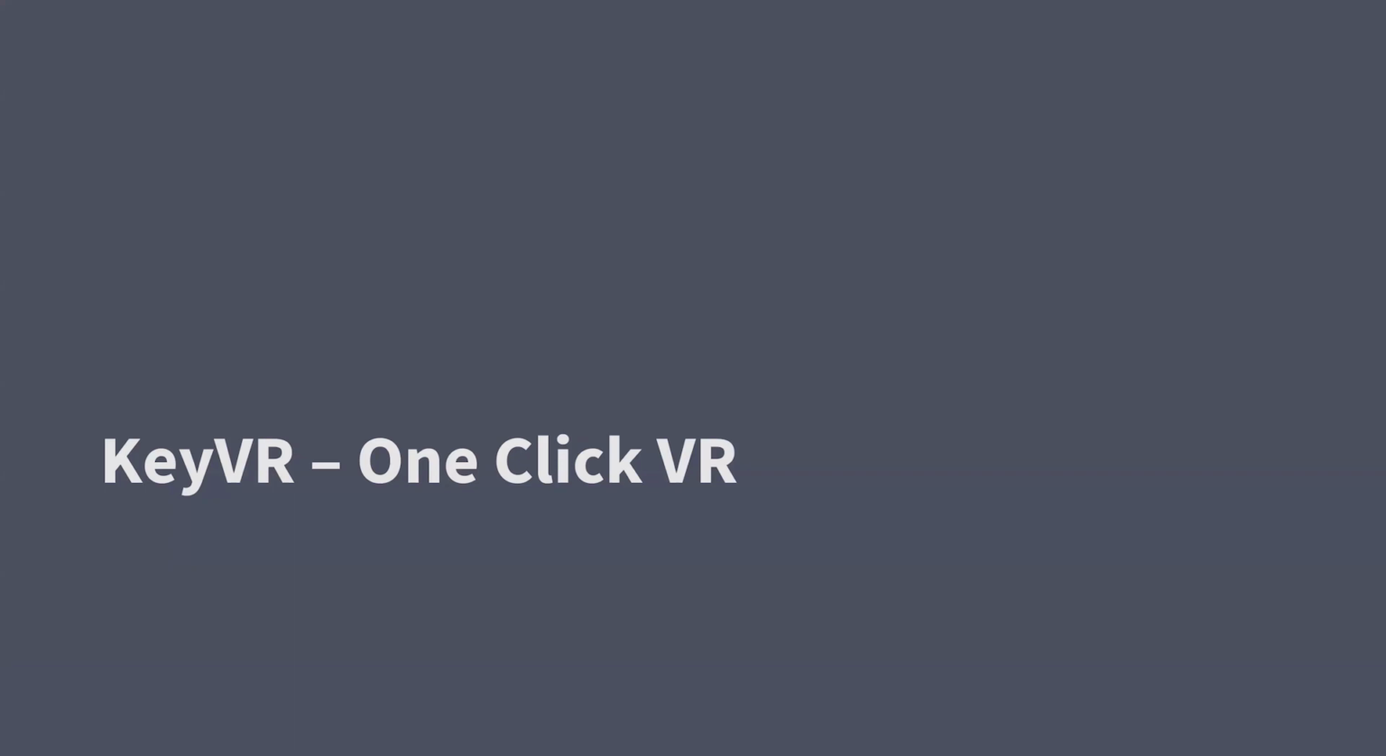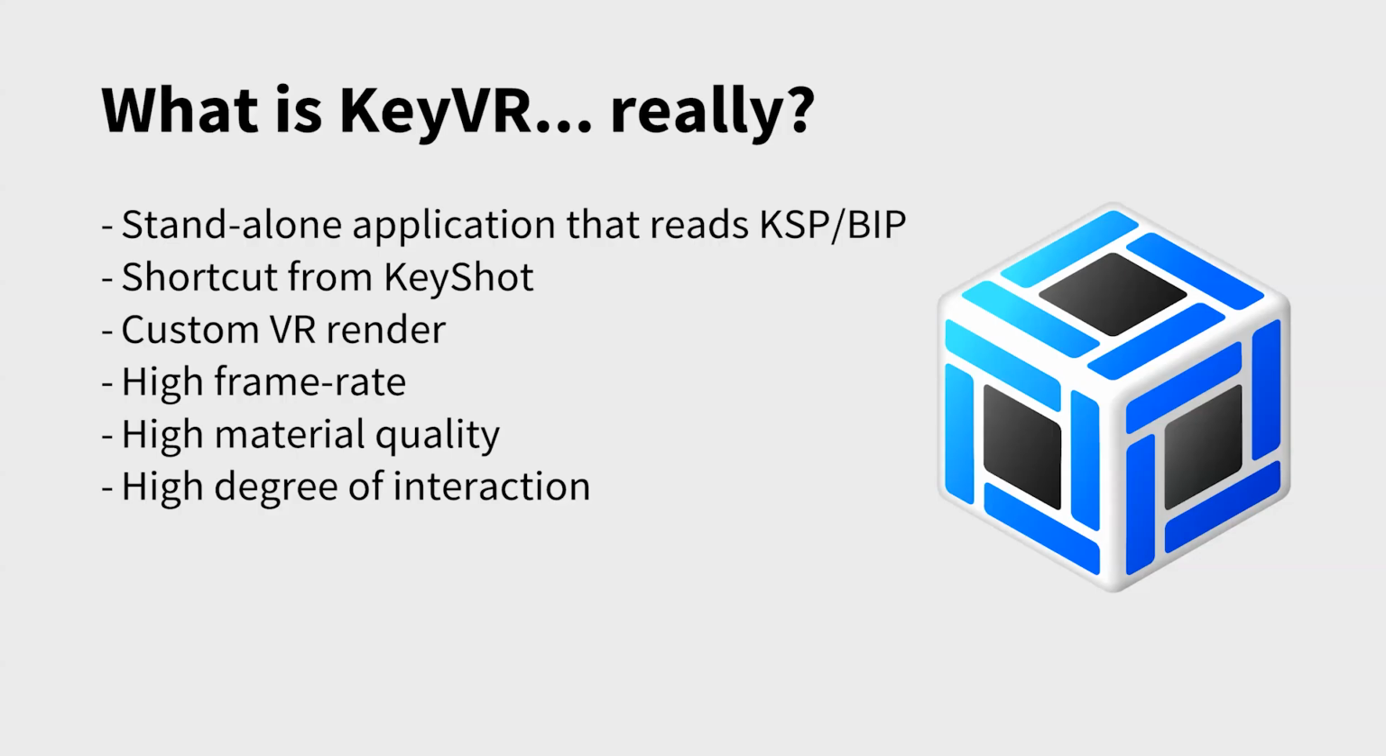So KeyVR is our one-click VR solution. So let me get a bit into what I mean when I say one-click. What it really is, is a standalone application that can read KSP or BIP files that you may have created from KeyShot. It's also a shortcut from within KeyShot so that you can easily get into VR directly from the scene that you set up in KeyShot. It's also a custom VR renderer. So we have a lot of know-how and capability when it comes to accurate material synthesis or the rendering of images. And we've taken that knowledge and applied it to VR rendering itself.